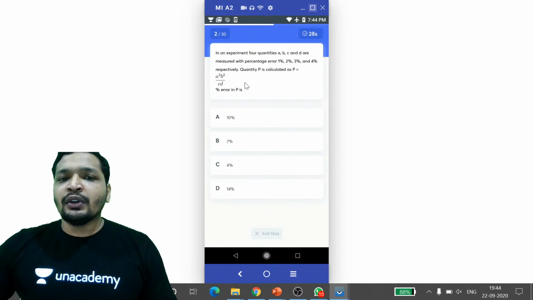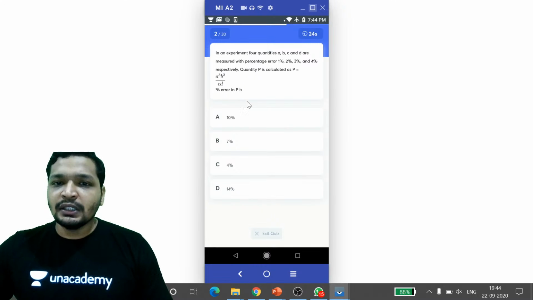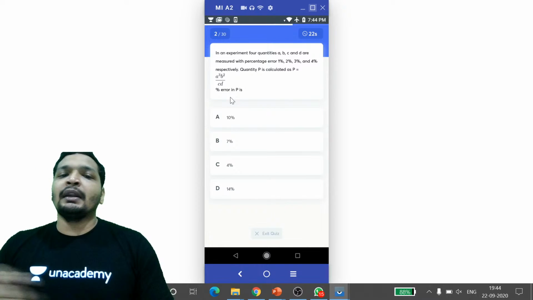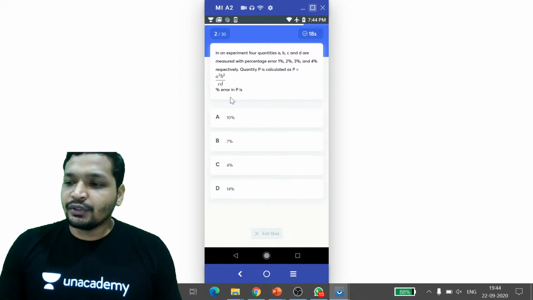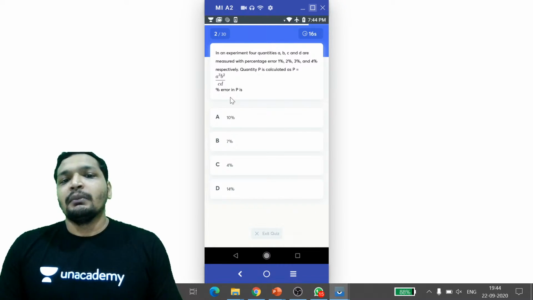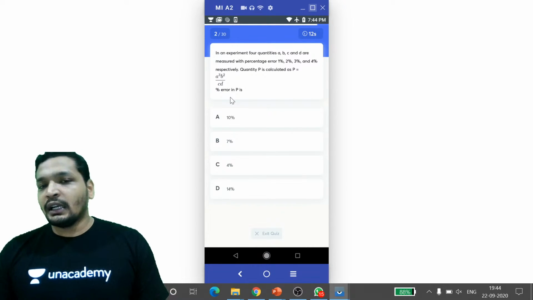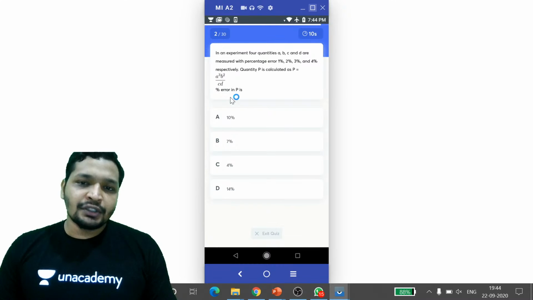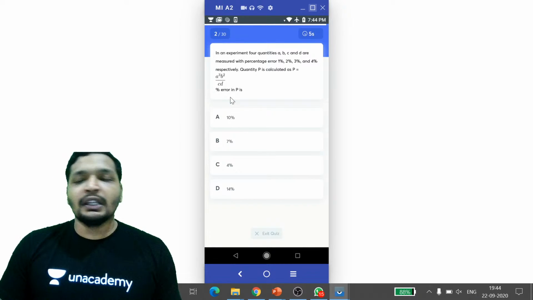This is 3 into delta A by A, which is percentage error in A. Delta A by A percentage is going to be 3%. I mean, you know how to do it. 2 into delta B by B. That's good. And plus of C into delta C by C, no minus, and plus of delta D by D. How much should that be? It should be 7 plus 7, 14%.